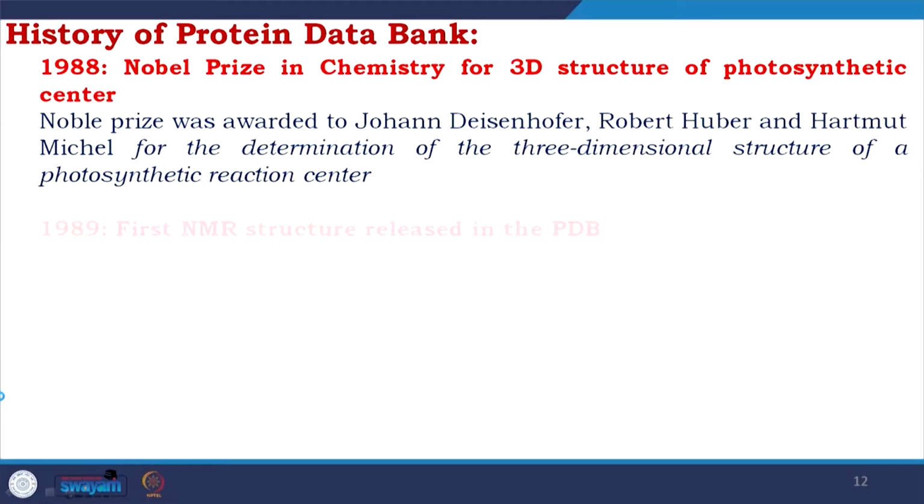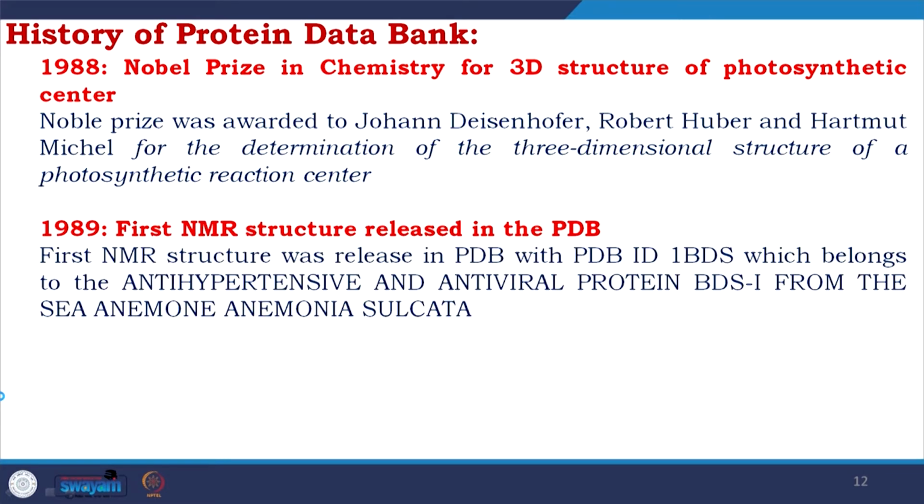This is very critical because we understand the mechanism of photosynthesis by looking at the high resolution structure of the photosynthetic reaction center. In 1989, the first NMR structure was released in PDB, with PDB ID 1BDS, which belongs to the anti-hypertensive and antiviral protein BDS I or 1 from the sea anemone Anemonia sulcata.